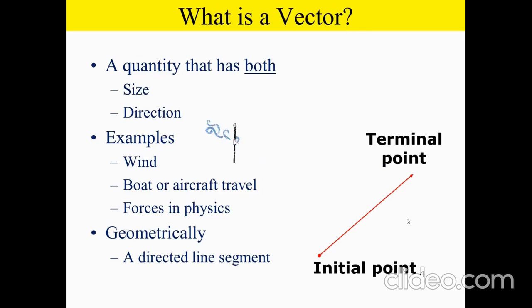What we are interested in during this talk is vectors, and essentially a vector is a quantity that has both size and direction. For example, wind and forces in physics are examples of vector quantities. Geometrically, it is denoted by a line segment where you have a tail, that is the initial point, and the head, given by this arrow, which points to your terminal point. This is how a vector is represented.